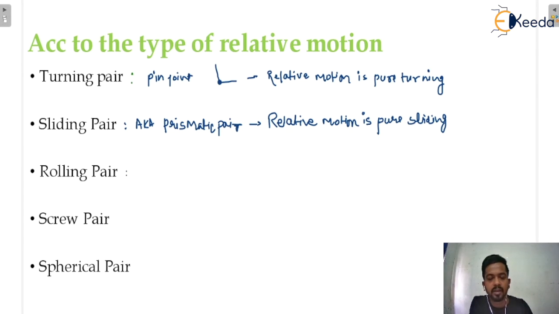In the rolling pair, what would be there? The relative motion would be pure rolling. So I can write here that the relative motion is pure rolling.